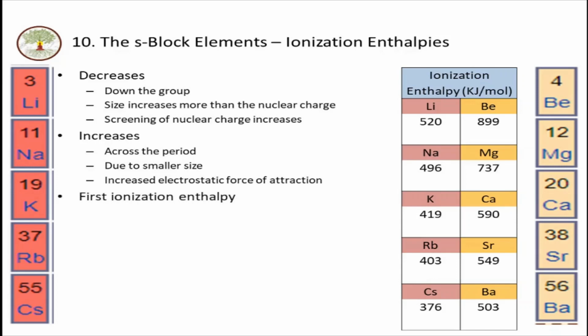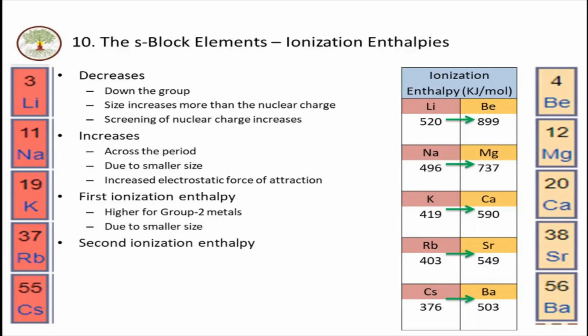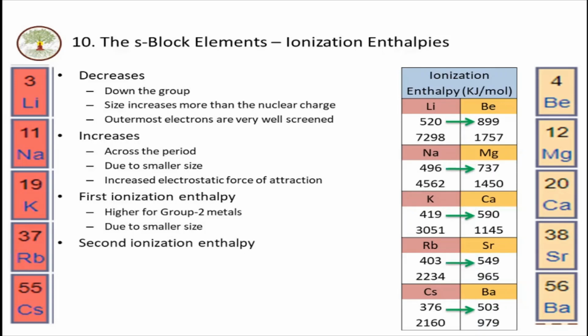It is interesting to note that the first ionization enthalpy of group 2 metals is higher than that of group 1 metals due to their smaller size. But if we talk about the second ionization enthalpy, it gets reversed. That is, the second ionization enthalpy of group 1 metals is higher than that of group 2 metals, and it is not because of size but due to electronic configuration.